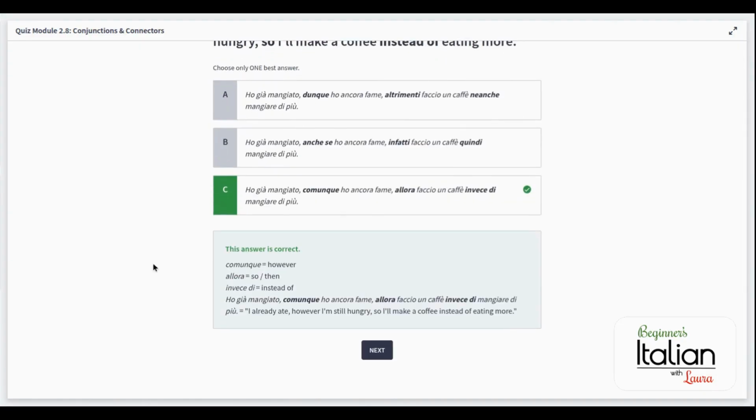So letter C was the correct answer. Comunque means however, allora means so or then, and invece di means instead of. So it would read, ho già mangiato, comunque ho ancora fame, allora faccio un caffè invece di mangiare di più. And that means I already ate, however, I'm still hungry, so I'll make a coffee instead of eating more.